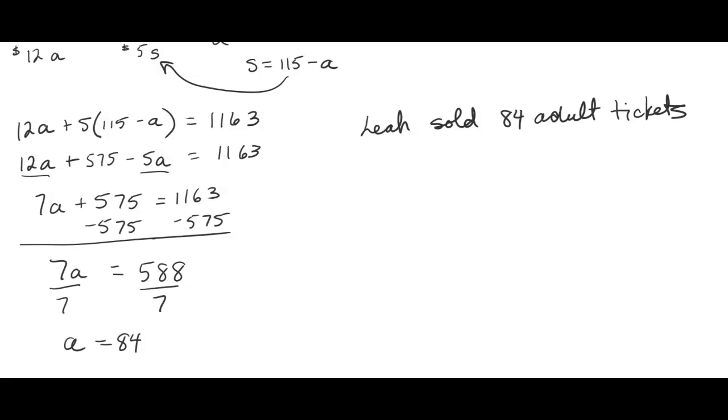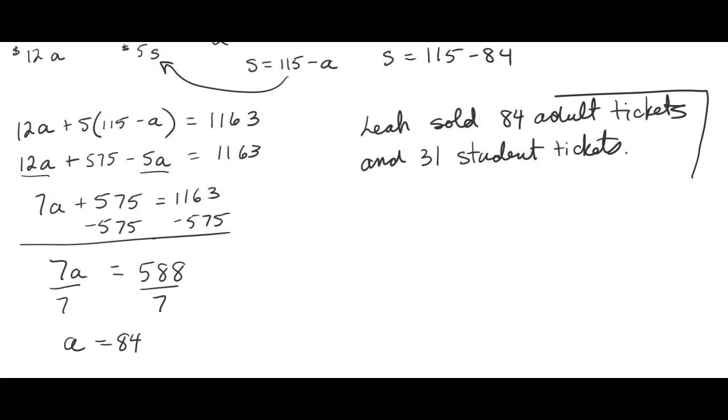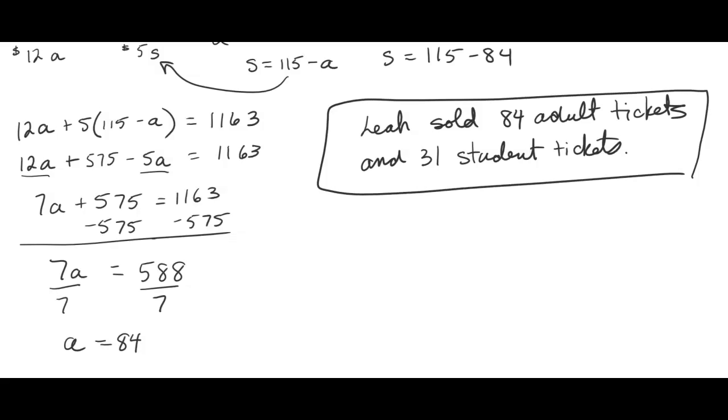And then how are you going to figure out how many student tickets she sold? Well, student tickets is going to be 115 minus 84. And so that's going to be what, 31? 31 student tickets. And you can check that by multiplying each of the adult tickets, 84 times 12, plus 31 times 5, because that's how much student tickets cost, and see if that's the total. And it better be, or that won't be good.